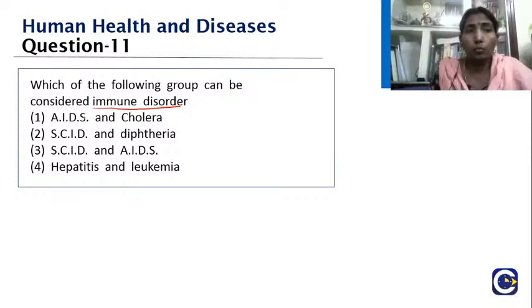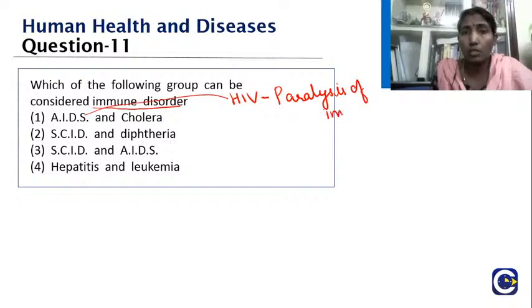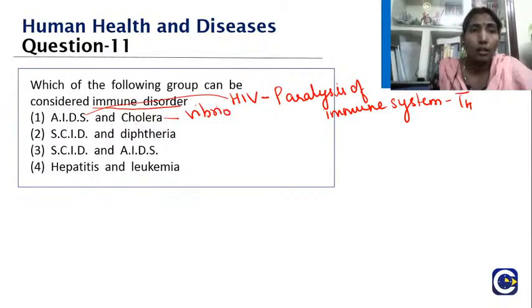See, look here, AIDS we know. It's a disease caused characteristically by the HIV. It paralyzes your entire immune system, probably because it affects the helper T cells. Cholera is by the Vibrio cholerae, a comma shaped bacteria, bringing about rice watery stools, so that cannot be the option. SID and diphtheria, no, SID is severe combined immunodeficiency, so this cannot be it. Yes, it's SID and AIDS, both are immunocompromised conditions.